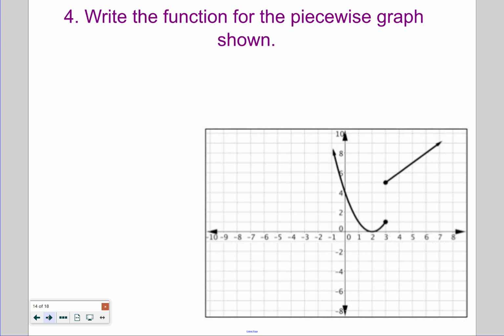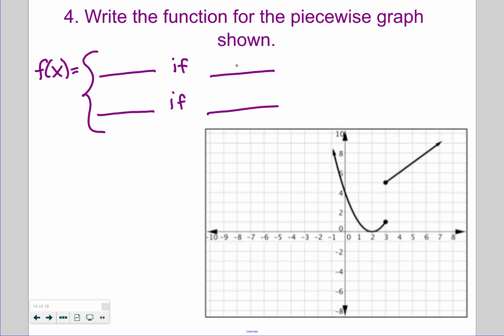Number 4, we need to write the equation for the piecewise function that's shown. So let's call this function f of x. And it looks like I've got 2 pieces. So I'm going to have 2 equations I'm going to need to fill in here. And also, don't forget the domain where that part of the function is located at.